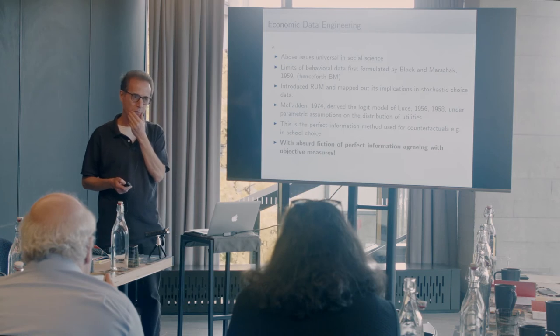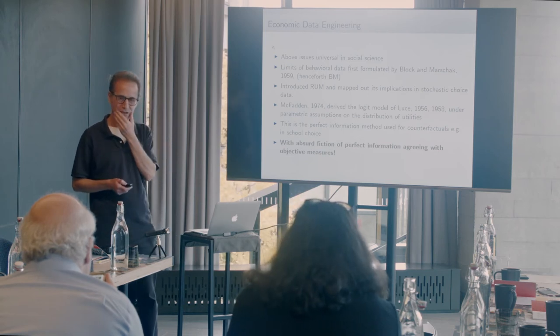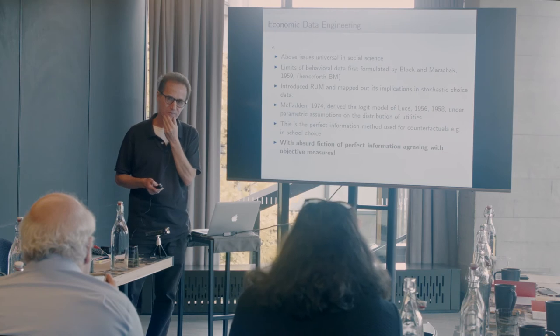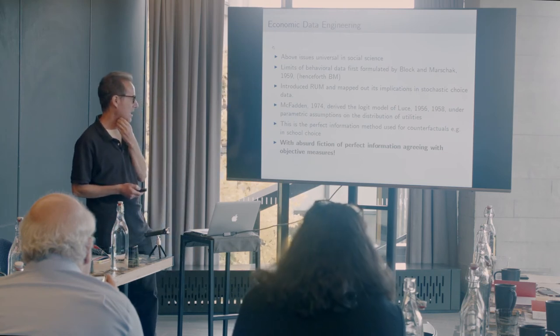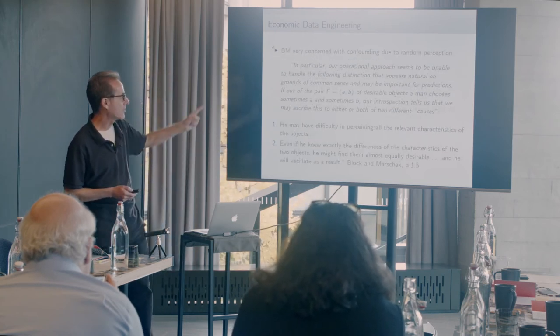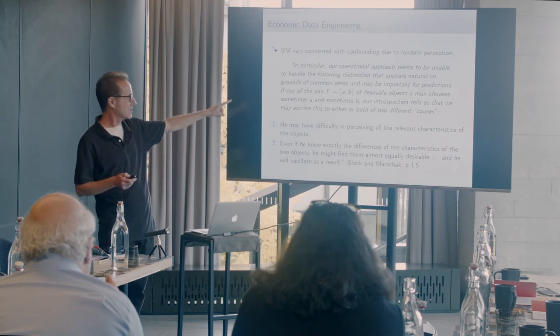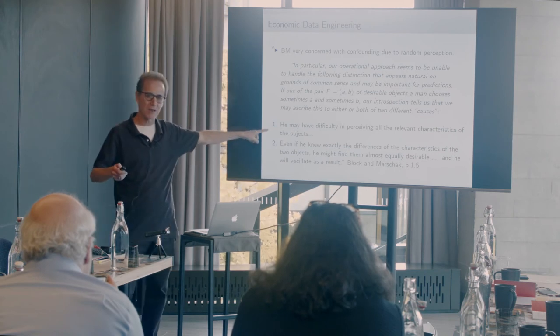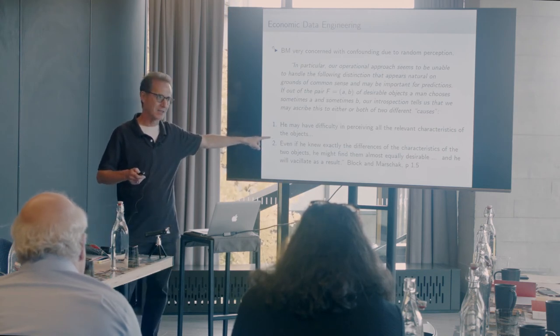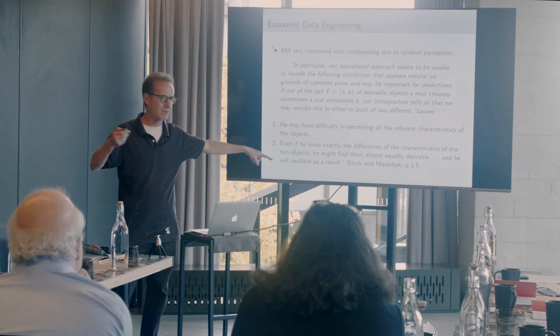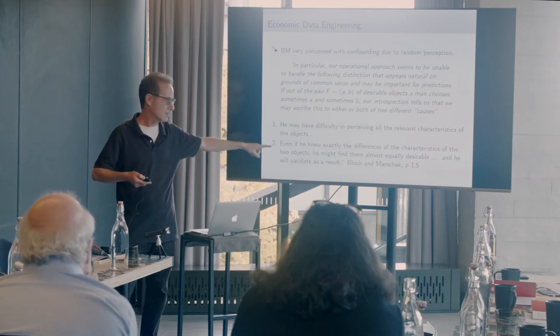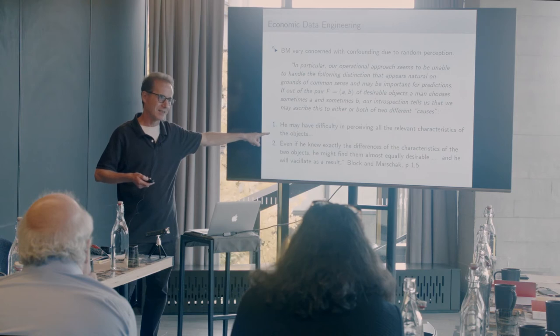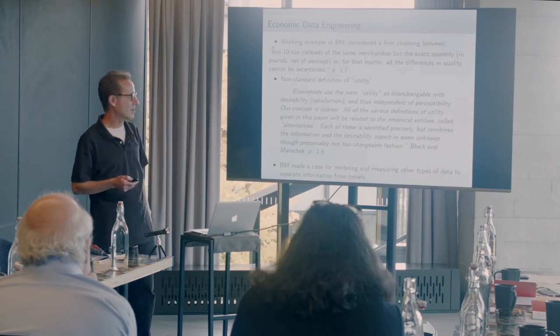Block and Marshak were prior to McFadden. They introduced the random utility model, and they said, our operational approach can never tell the difference. If at a pair of desirable objects, A and B, you sometimes choose A and sometimes B, you may have difficulty in perceiving all the relevant characteristics, or you may have a roughly random taste. People may have different tastes, or they may have different perceptions. And they said it's hopeless. Our data set is no good.